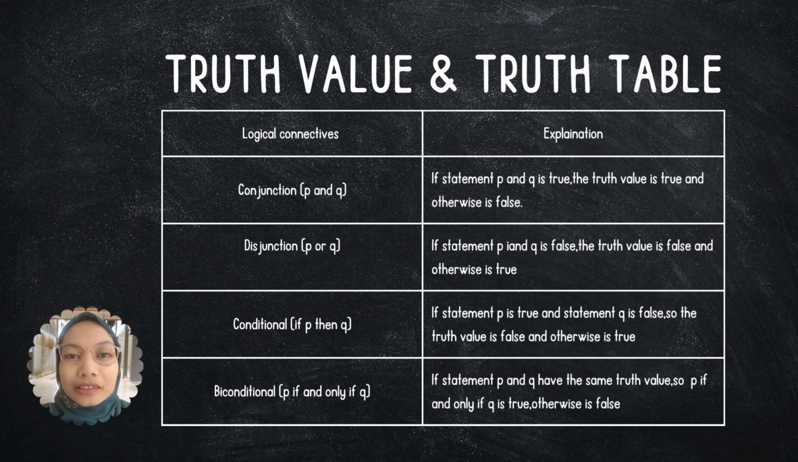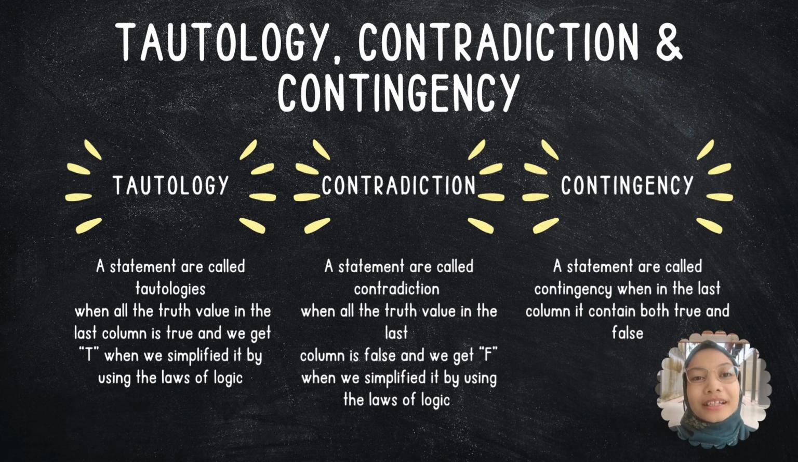The last one is biconditional. The truth value will be true if both statements P and Q have the same truth value, but if they have different truth value, it will be false. The last part in logical connective is tautology, contradiction, and contingency. A statement is called a tautology when all the truth values in the last column are true, and when we simplify it by using laws of logic, we will get T.